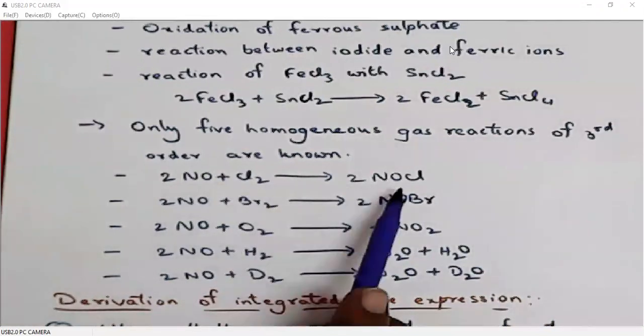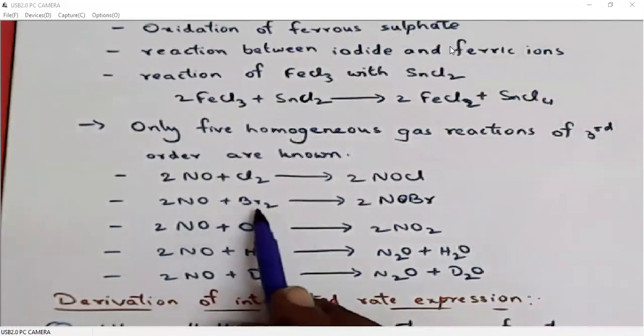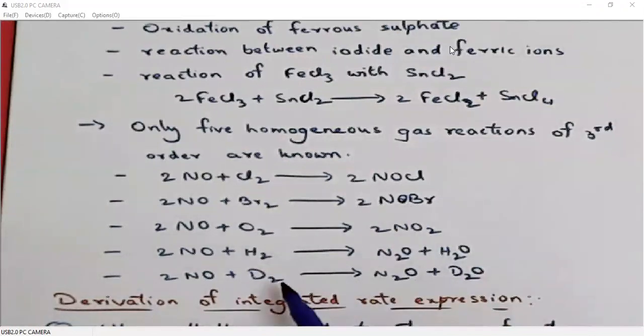2NO plus Cl2 gives rise to 2NOCl. Similarly with bromine, 2NO plus Br2 gives rise to 2NOBr. Similarly with oxygen, 2NO plus O2 gives rise to 2NO2. Or reaction with hydrogen and deuterium, 2NO plus H2 gives rise to N2O plus H2O. Similarly, deuterium, 2NO plus D2 gives rise to N2O plus D2O. Now we will derive the integrated rate expression for a third order reaction.